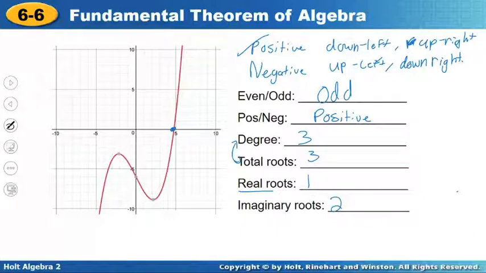There's a way to see that on the graph, but it's really hard to explain. So what I do personally is I know what the total number of roots is, because that's the degree. I know the real number of roots because I can see them on the x-axis.